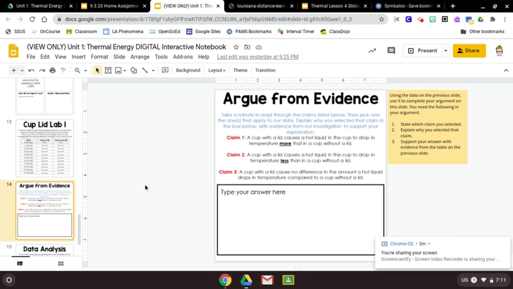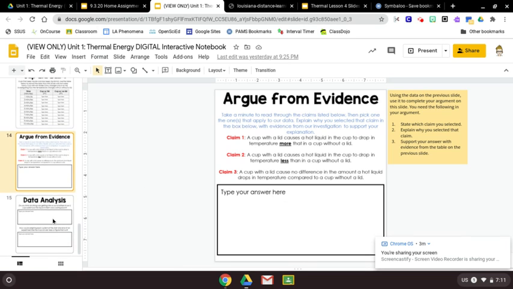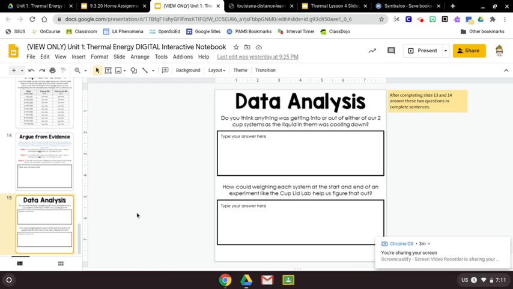Okay, once you get done with that, I want you to answer these 2 questions. Do you think anything was getting into or out of either of our 2 cup systems as the liquid was cooling down? And how would weighing each system at the start and end of an experiment, like the cup lid lab, help us figure that out? Okay, so what do we think is happening with these lids when we see the temperatures changing?